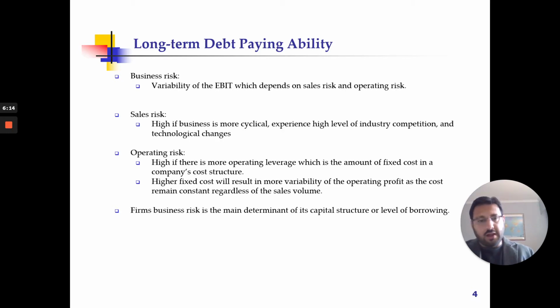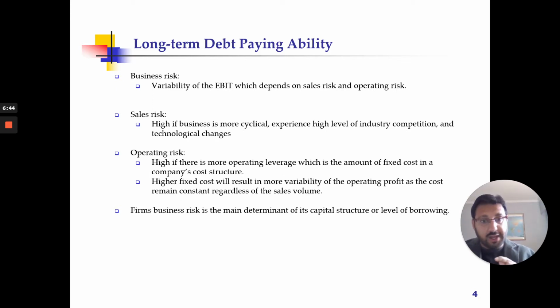So if there is a high fluctuation in the operating income because of the larger fixed cost, and there is a high level of fluctuation in the sales, that will obviously lead to a higher business risk. And if there is a higher business risk, then there is a possibility that the firm will not be able to service its debt, in other words, they will not be able to pay its interest. If that happens, the firm can be declared bankrupt.